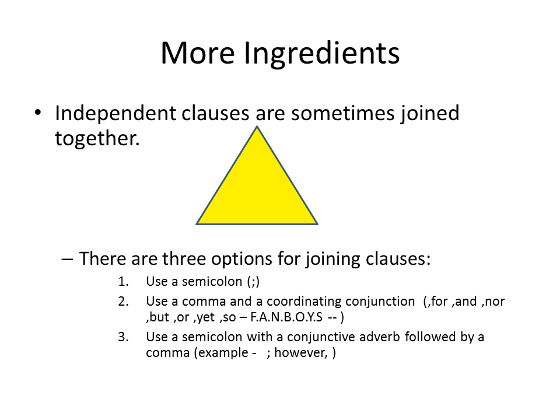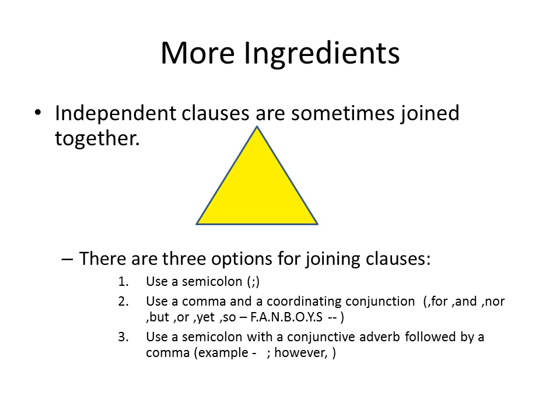There's some more ingredients we need to know for our sentence structure unit. Independent clauses are sometimes joined together, and we're going to represent that area where they're joined together with a triangle. Inside this triangle, there will be three options for joining the clauses together. One option is to just use a semicolon. Another option is to use a comma and one of the coordinating conjunctions.